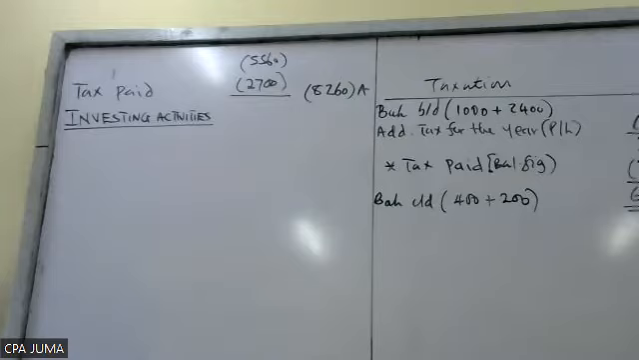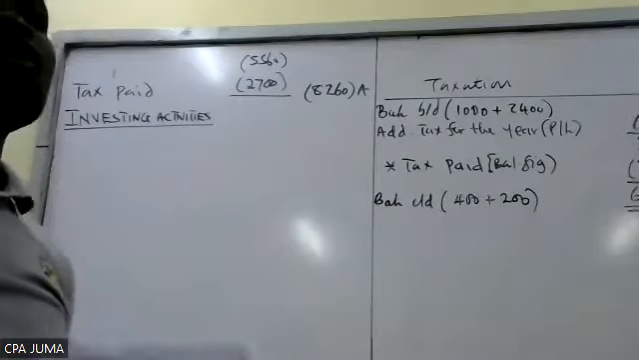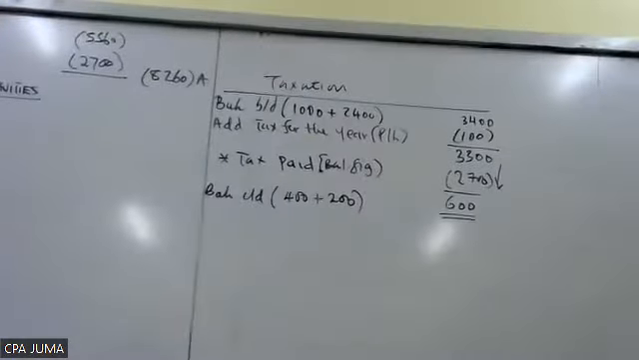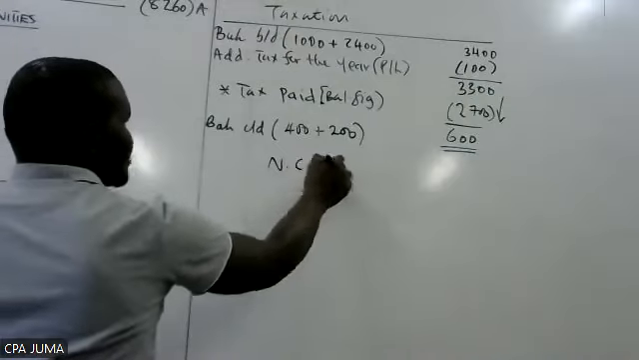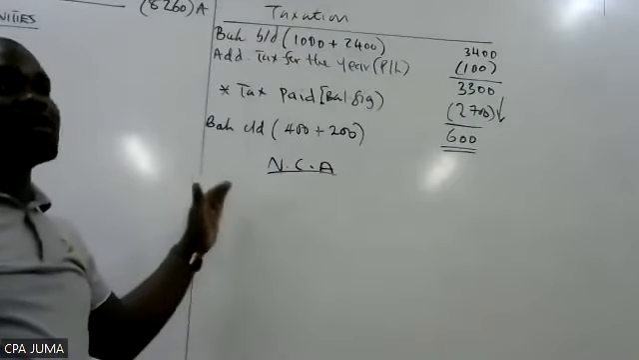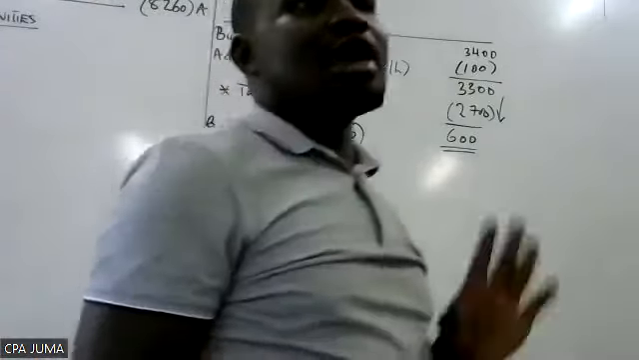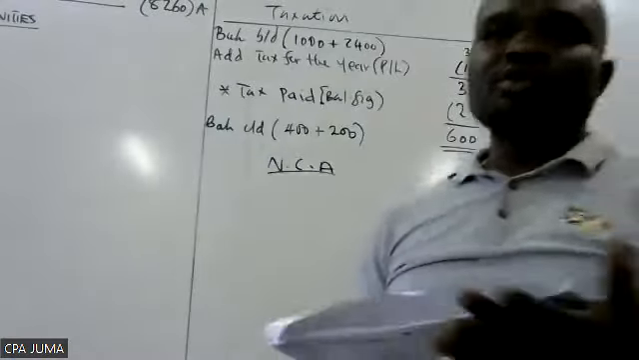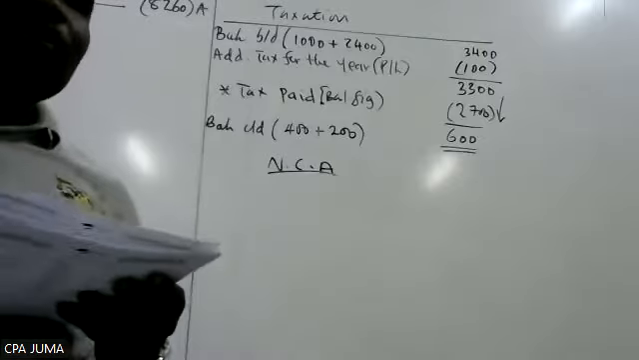Investing activities. When you want to work investing activities in cash flow, and listen to this, you go to non-current assets. Investing is all about non-current what? Assets. We invest in non-current assets. So when you want to work out investing, go to non-current assets, you reconcile everything there. So let's go to non-current assets. All of them.